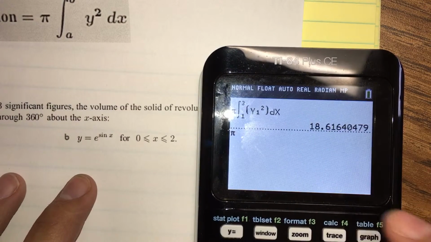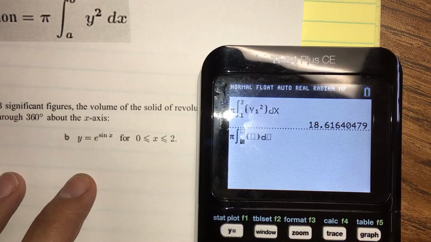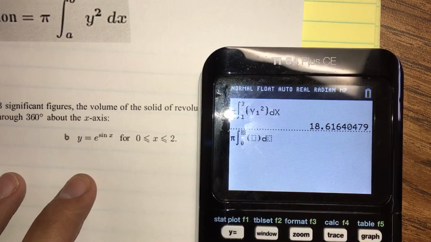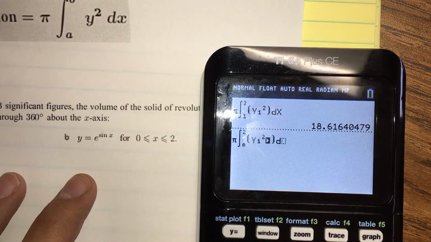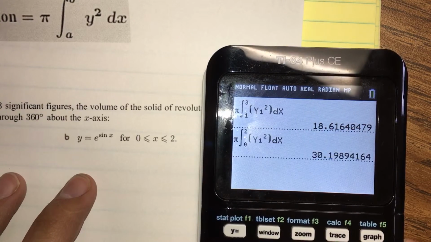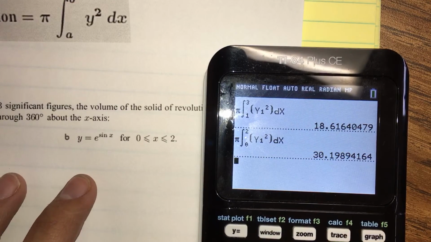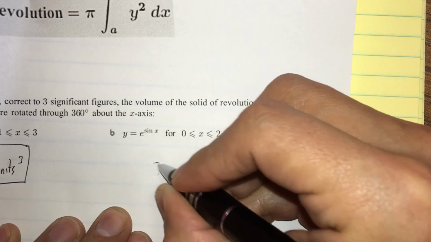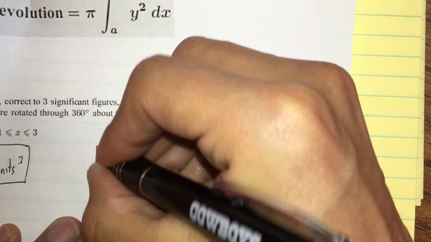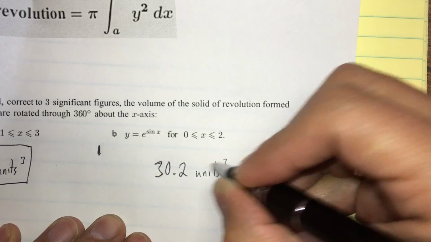So quit, go here, I'm going to type in pi, and I have my integral from 0 to 2 alpha trace y squared with respect to x, and our answer is 30.19. So to 3 significant figures, it would be 30.2. So we have 30.2 units cubed.